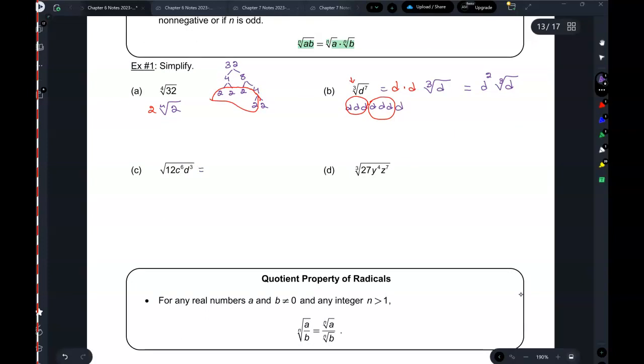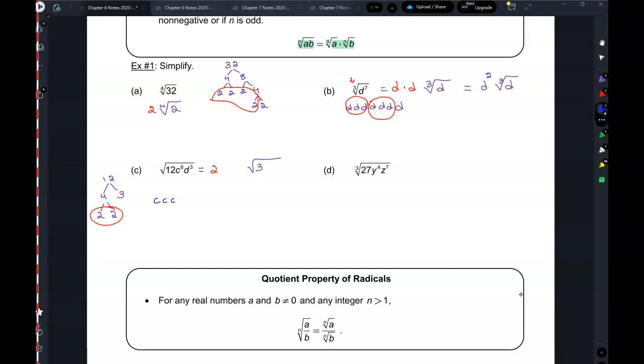Here I have root 12. Let's do that root 12 first. So 12, 4 times 3, 2 times 2. I'm going to group by 2's. So this comes out. That lonely 3 stays in. Okay, now look.